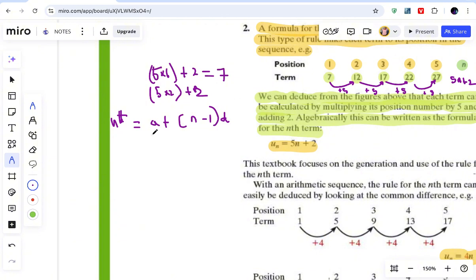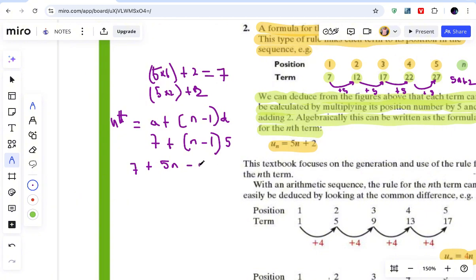Now, the first term here is 7, so I put 7 here, plus. We don't know the value of n, since we are looking for the n term, so just write n minus 1 in the bracket, multiplied by the common difference, which is 5. So 5 times n gives 5n. Remember there's 7 here, we're going to write the 7. We get 5n, then 5 times negative 1 gives negative 5.